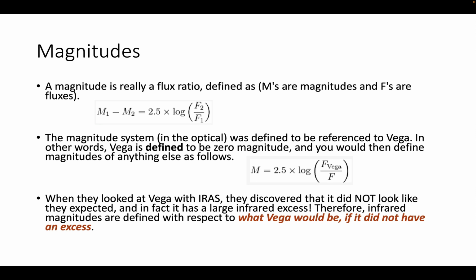Now, things are going to get complicated when you go into the infrared. Because when they looked at Vega with IRAS, they discovered that it did not look like what they expected. And in fact, it has a fairly large infrared excess. Therefore, infrared magnitudes are defined with respect to what Vega would be if it didn't have an excess, which ends up making calibration of infrared magnitudes a little bit squishier than people would like, but that's the reality. That's just the way it works.